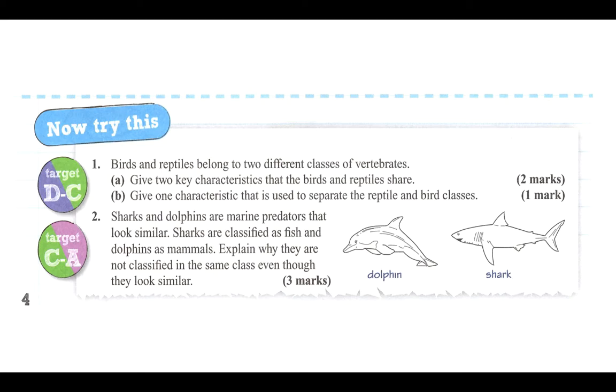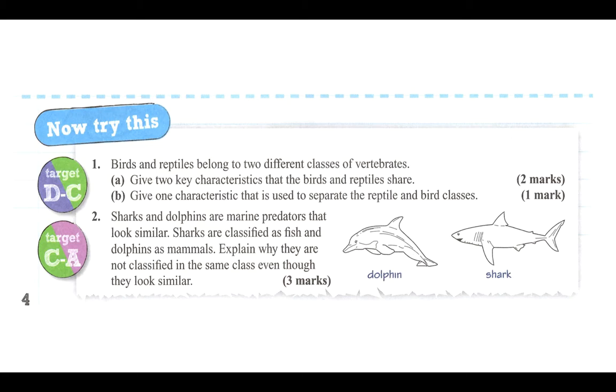Okay, so hopefully by now you've paused the video and you've had a go at these questions. So let's have a read of them first. Birds and reptiles belong to two different classes of vertebrates. They're both vertebrates, but they belong to different classes. Give two key characteristics that birds and reptiles share. So two things that they have in common.